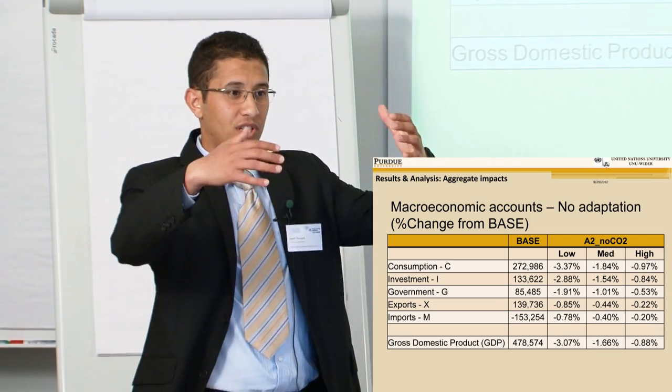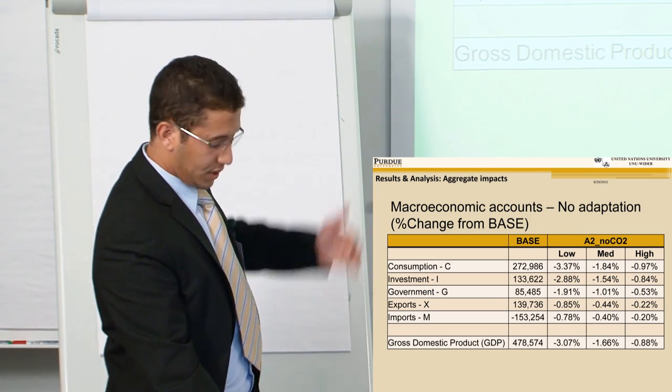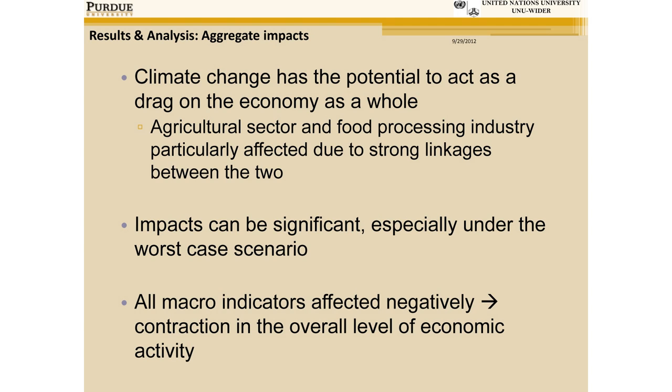Basically, the whole economy is contracting, to varying degrees. But the agriculture sector and food processing industry are particularly affected, and that's normal because, especially for the food sector, there are strong linkages between agriculture and the food processing industry.